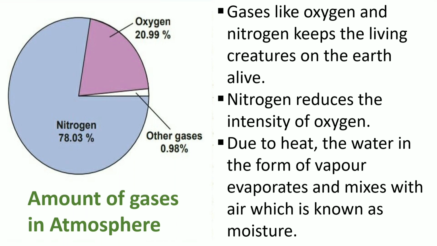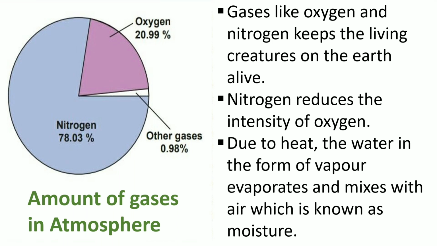Now, by this we understand that oxygen and nitrogen are the two main gases. The proportion is very high in the atmosphere. Secondly, they also give us life. Without these two gases, life on the earth is impossible. So from that point of view, these two gases are very, very important.